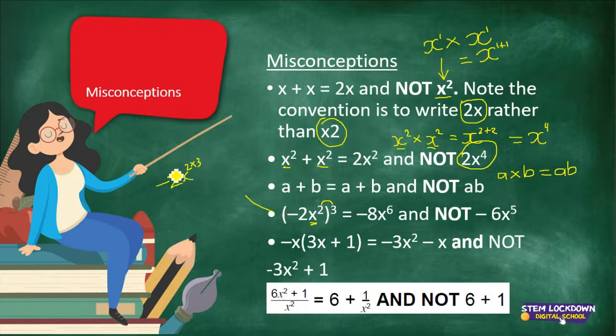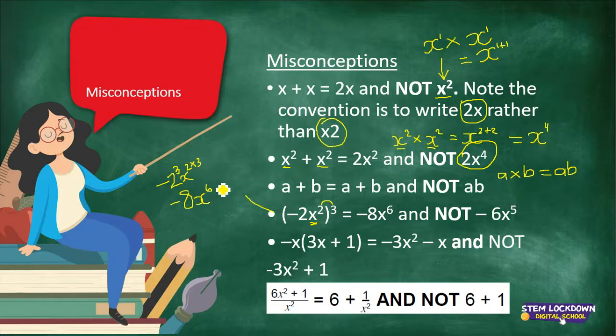So you're also raising the negative 2 by 3. So negative 2 raised to the power 3: you have negative 2 times negative 2, that will be positive 4, times negative 2, that will be negative 8. So your answer will be negative 8, and then x. Okay, what is 2 times 3? 2 times 3 is 6.